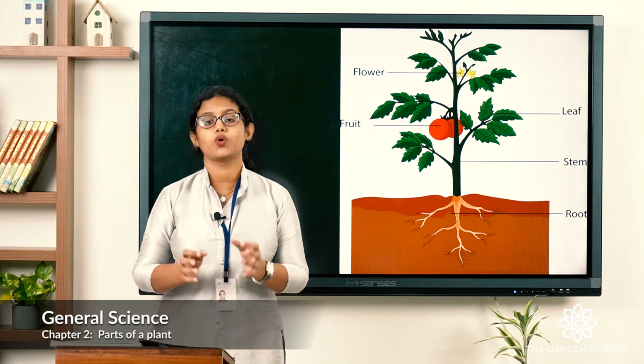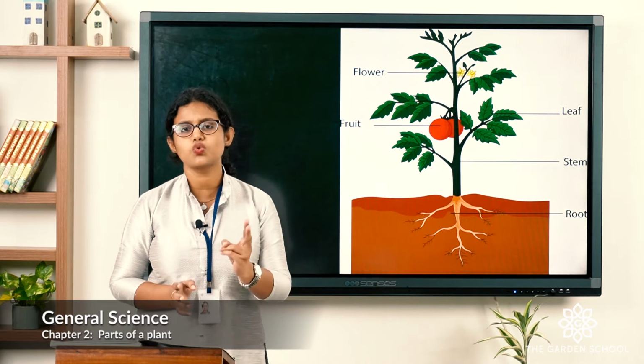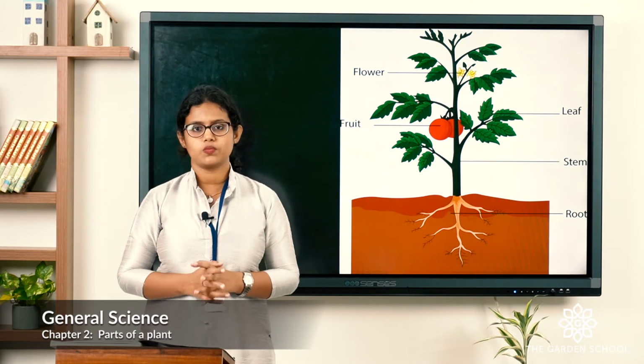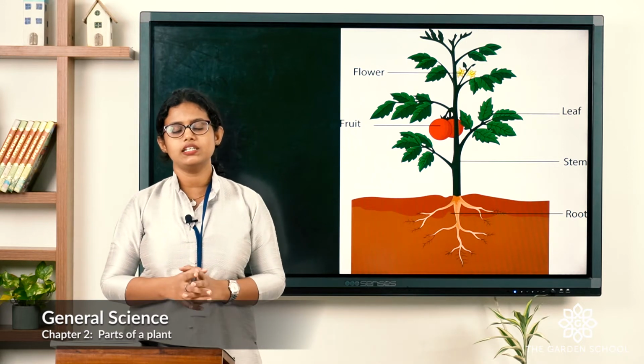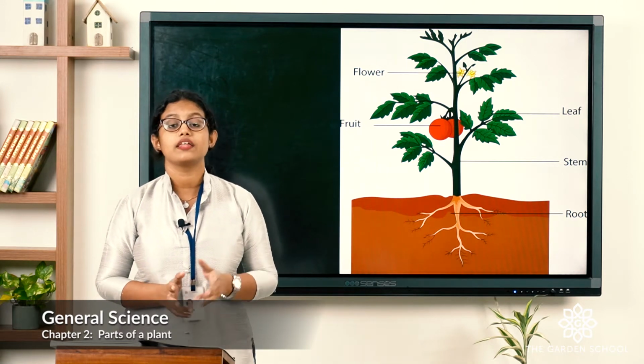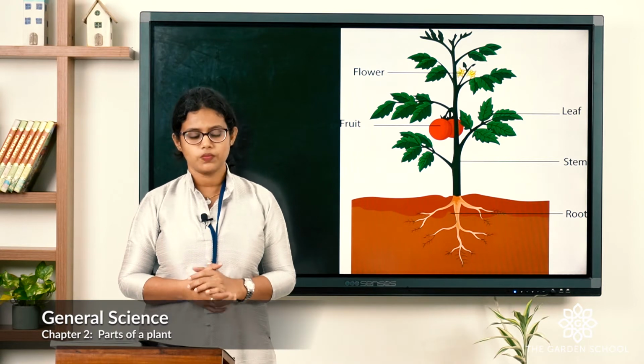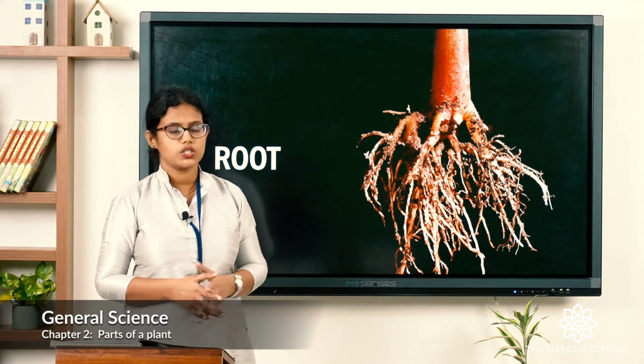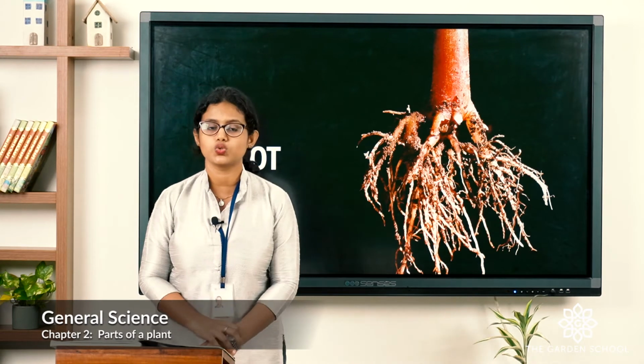So today we are going to discuss about the first 2 parts of the plant. That is the root and the stem. So we'll discuss in detail about the first 2 parts, that is the root and the stem. So let's see the first part, that is the root. You can see the picture of the root here.